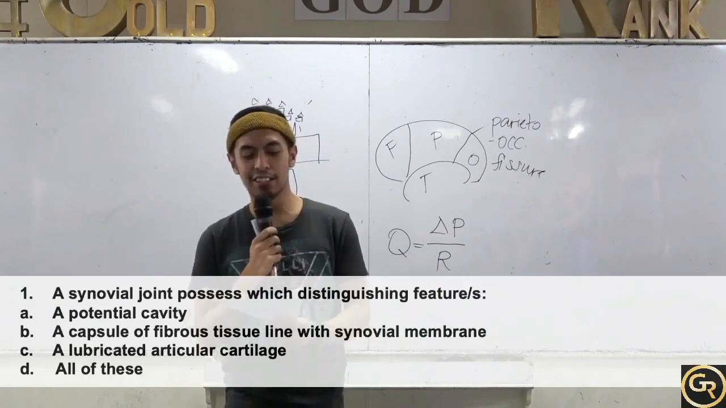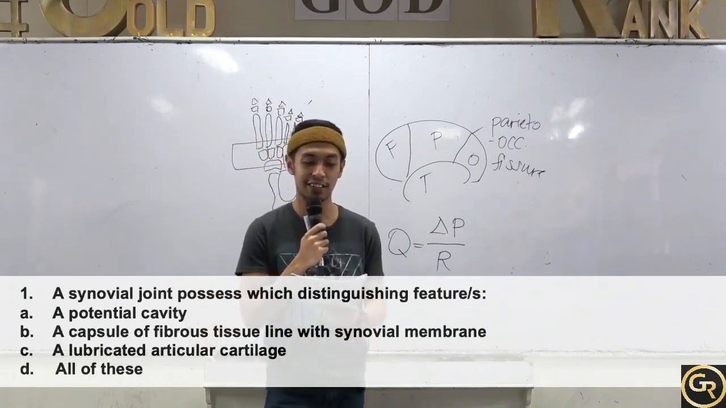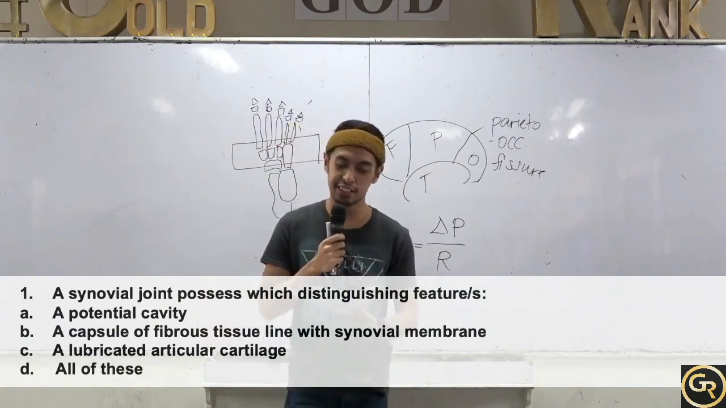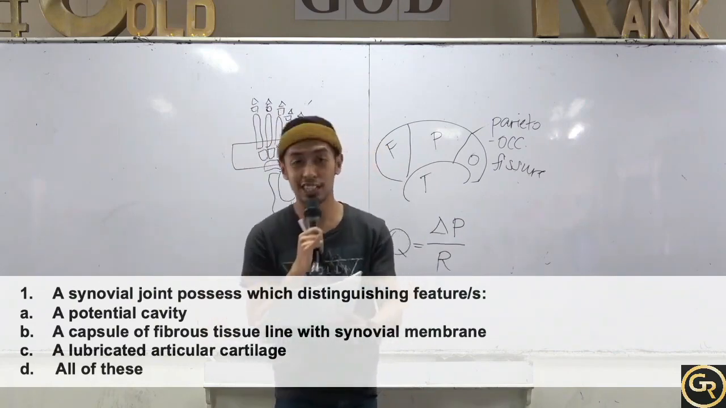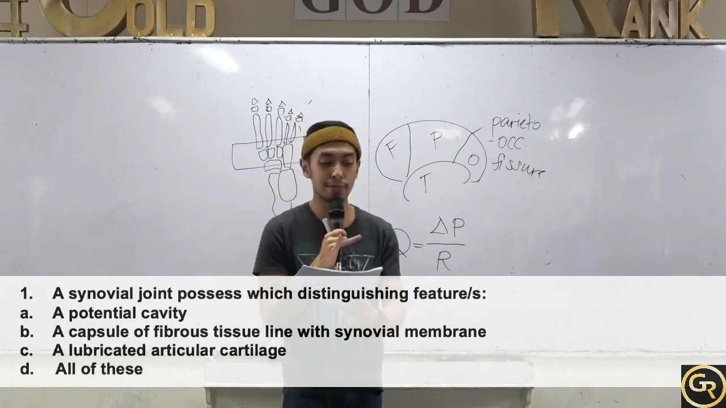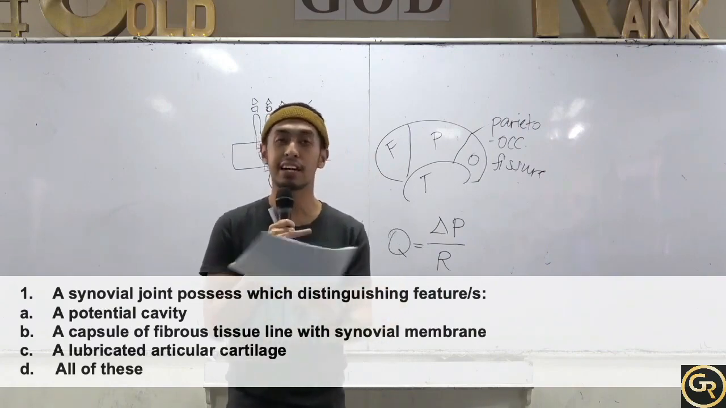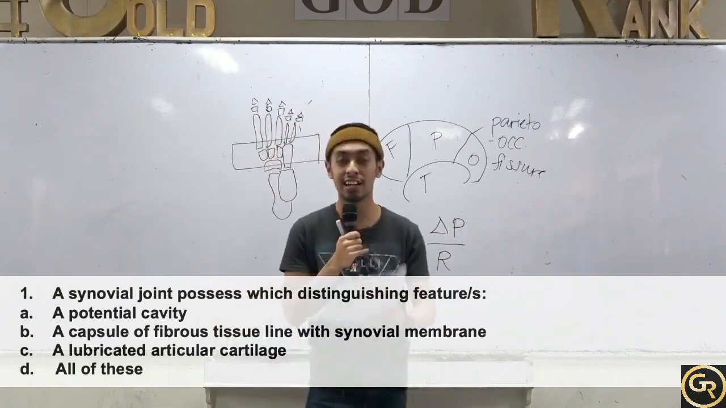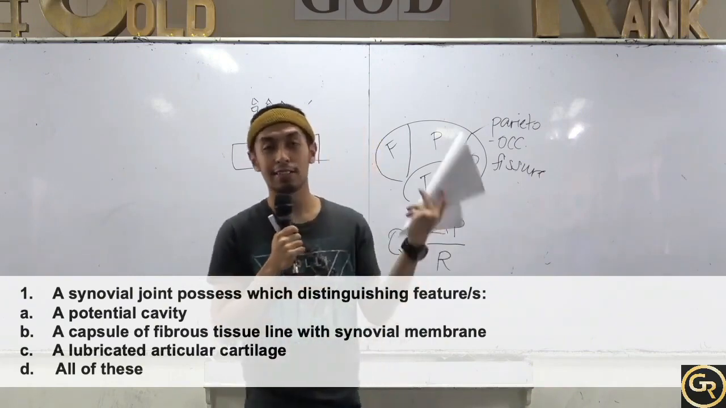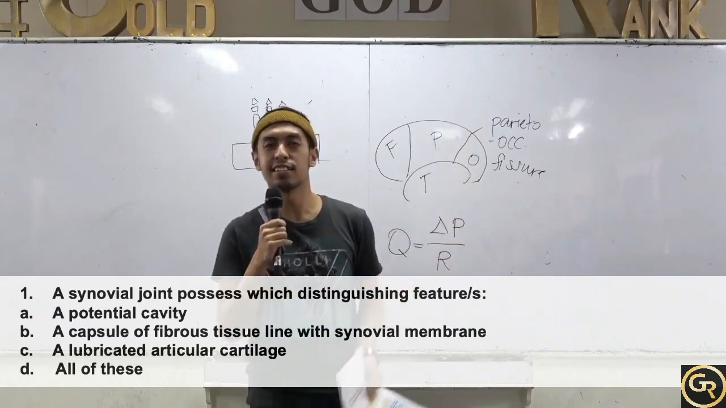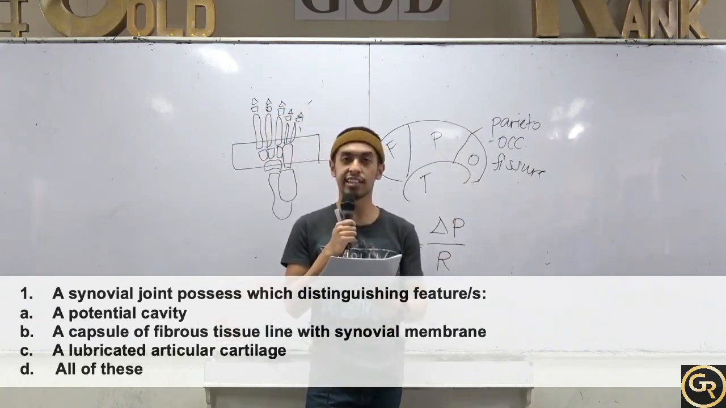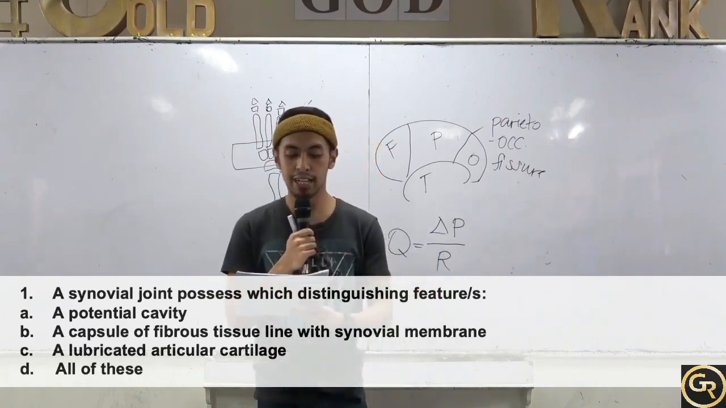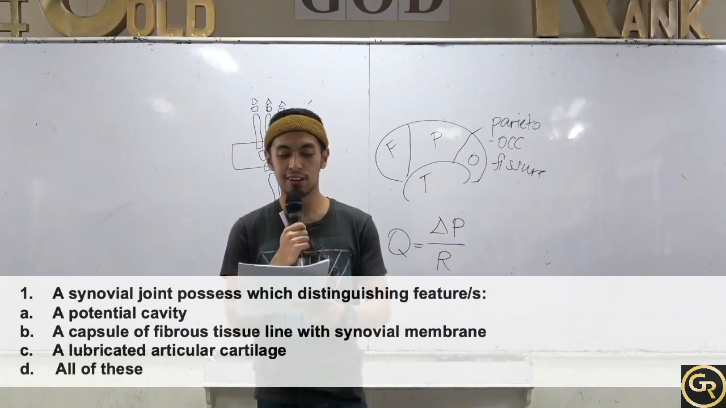Okay? A synovial joint possesses which distinguishing features? Okay, kapag synovial joint daw, ano ang characteristics nito? Okay? There is a potential cavity. It is a capsule of fibrous tissue lined with synovial membrane, yes. And it's also a lubricated articular cartilage. So tama po itong tatlong ito. These are all characteristics of a synovial joint. Okay, kasi meron po itong laman na synovial fluid. Okay? So letter D, all of these.